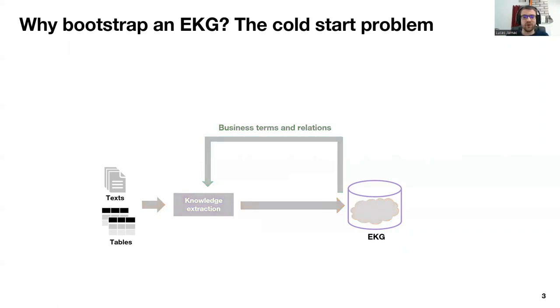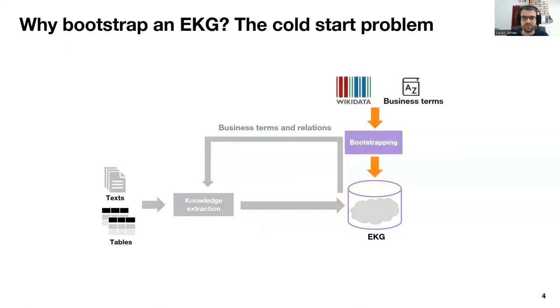But we face a cold start problem. For the moment, the enterprise knowledge graph is initially empty, which prevents knowledge extraction approaches. So to cope with this problem and to provide initial business terms and relations to focus on for later steps of knowledge extraction, we can leverage existing generic knowledge graphs to bootstrap it. Such a bootstrapping could be manual, but this is a tedious process. That's why we propose an automatic approach relying on Wikidata and a set of business terms of interest.